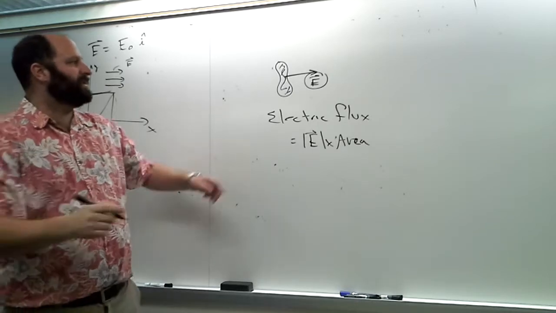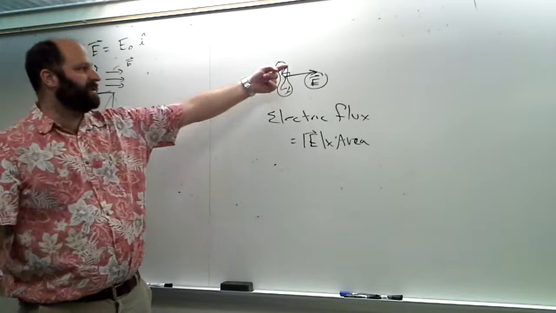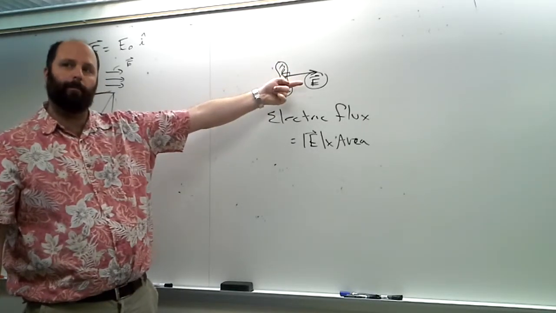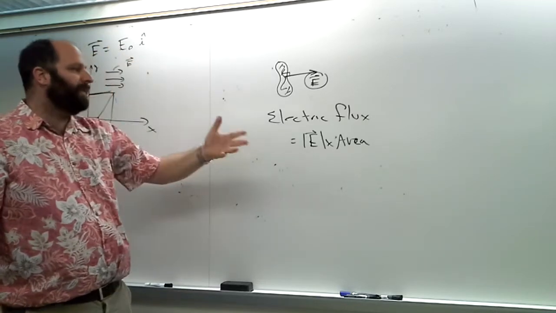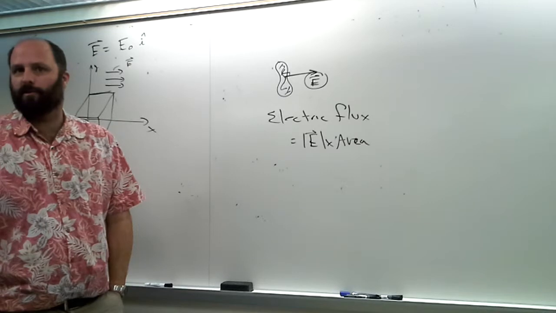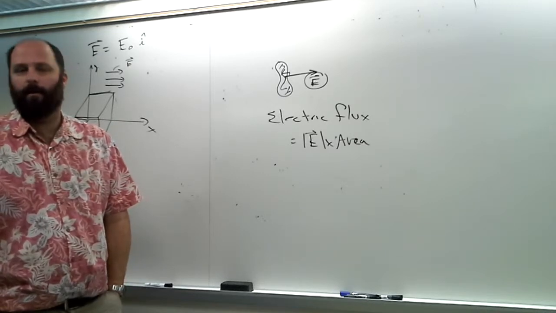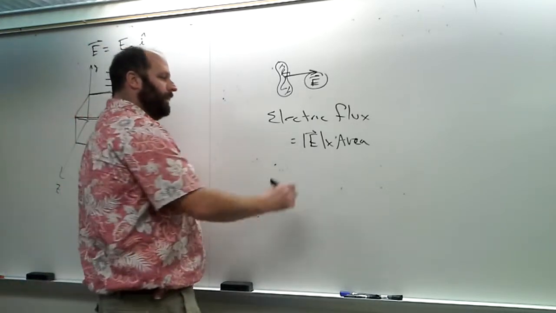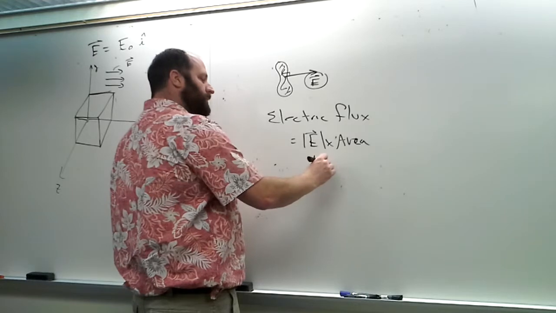Now in this example, I'm assuming this makes a right angle here. We're going to get more specific in a minute. And I'm assuming that this field does not vary along this area. So what would the units on this thing be? Electric flux, what would its units be? Newton per coulomb meter squared.